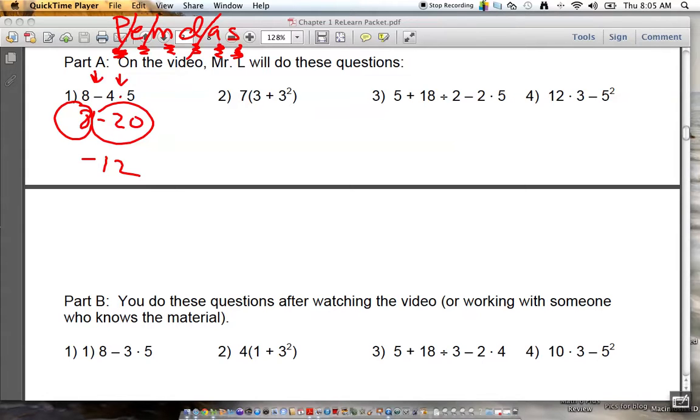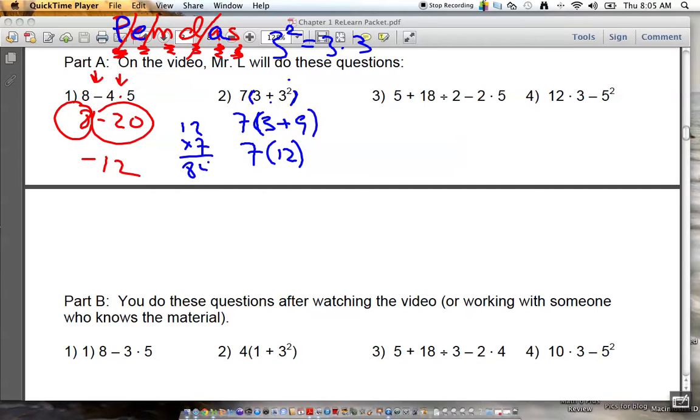Now, number 2, you'll notice I do have parentheses. So I'm going to ignore the 7 for a moment, and I'm only going to work on 3 plus 3 squared. Now, within that parentheses, I have an addition and an exponent, and clearly, in PEMDAS, the exponent comes before the addition. So 3 squared is 9, because 3 squared means 3 times 3. So now I've got 7 times, 3 plus 9. Now I still have to do the parentheses because of the P here. 3 plus 9 is 12. So now I have to do 7 times 12. And you can do some scratch work on the side. That is 84.